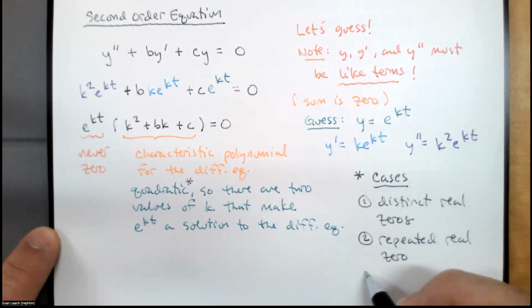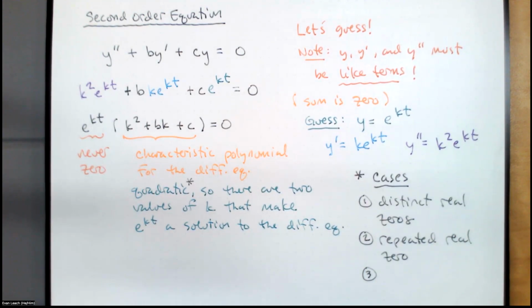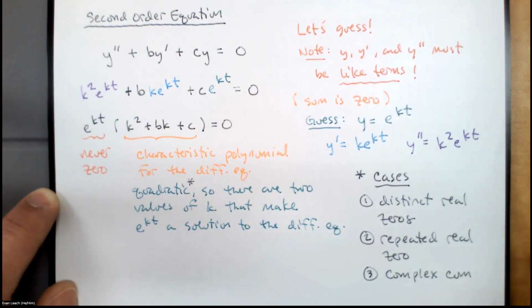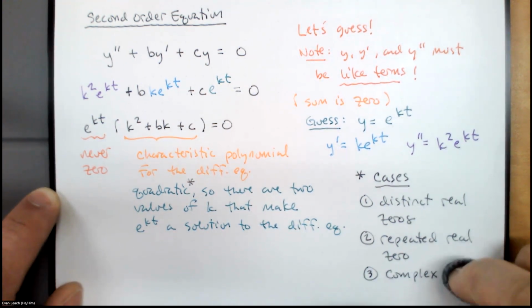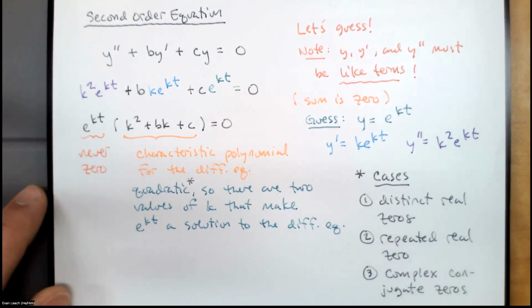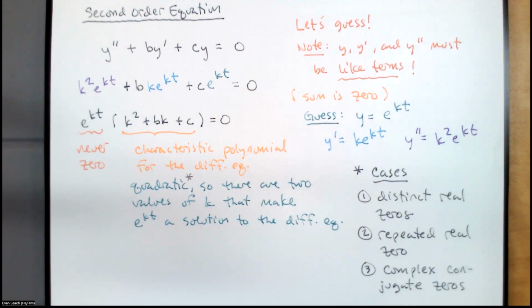Or we could get complex zeros. If b and c are both real numbers, then the complex zeros will come in conjugate pairs. If we have a polynomial with real coefficients, then the complex zeros will come in conjugate pairs, a plus or minus bi.